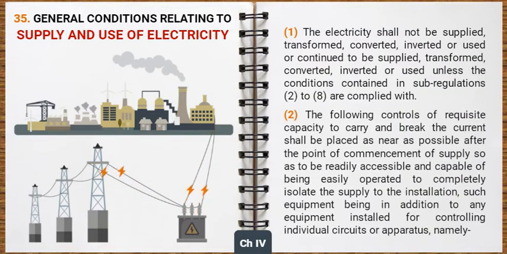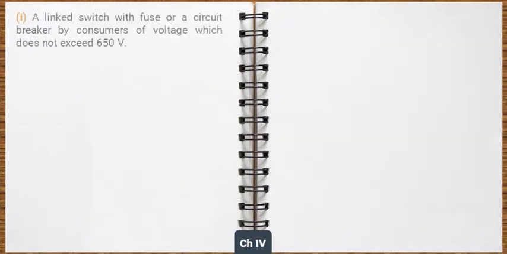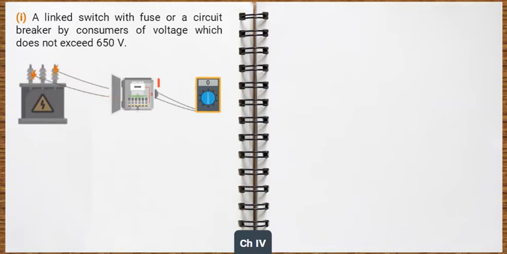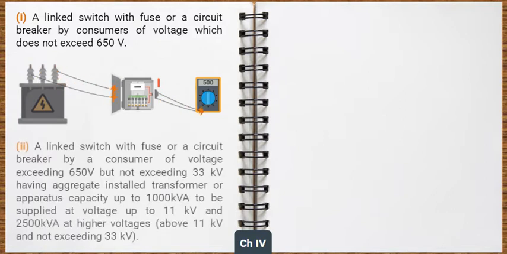The following controls of requisite capacity to carry and break the current shall be placed as near as possible after the point of commencement of supply so as to be readily accessible and capable of being easily operated to completely isolate the supply to the installation, such equipment being in addition to any equipment installed for controlling individual circuits or apparatus, namely a linked switch with fuse or a circuit breaker by consumers of voltage which does not exceed 650 volt.